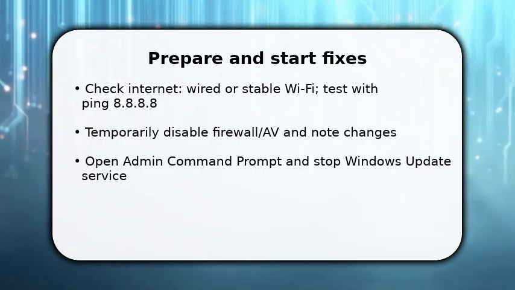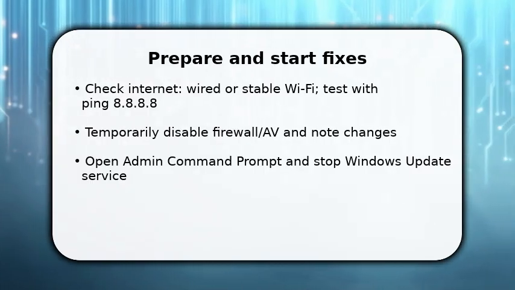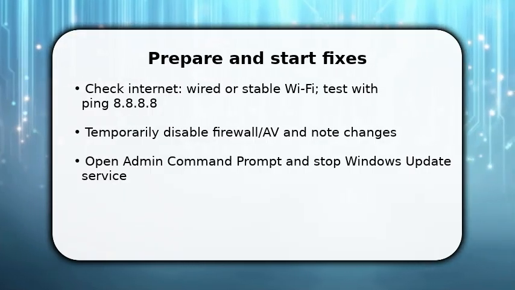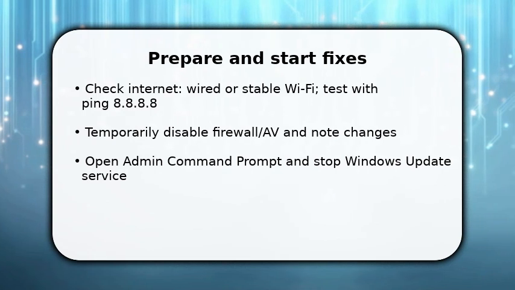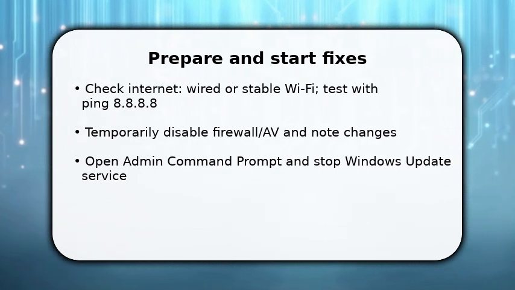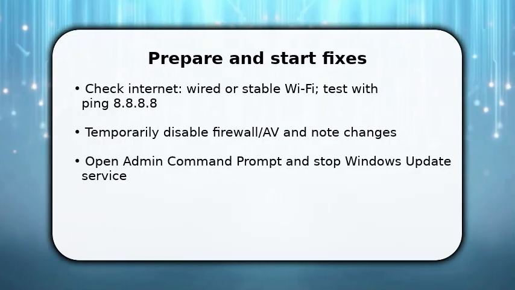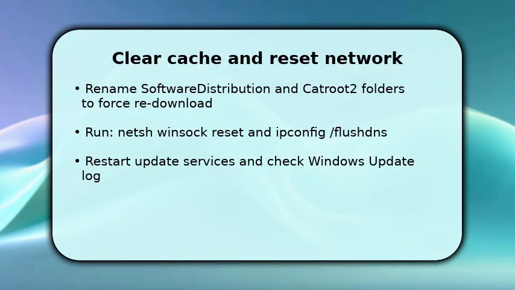Once done, open an administrator command prompt and stop the Windows Update service and Background Intelligent Transfer Service so files aren't locked. This creates a safe state for replacing corrupted cache files and prevents conflicts while you run the next corrective actions. Now perform the core fixes.